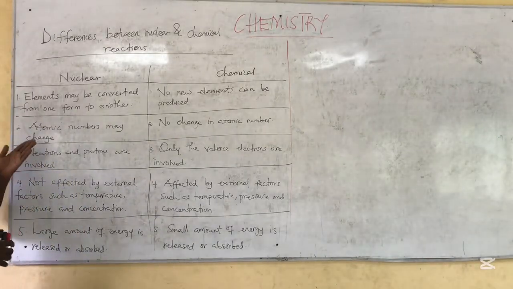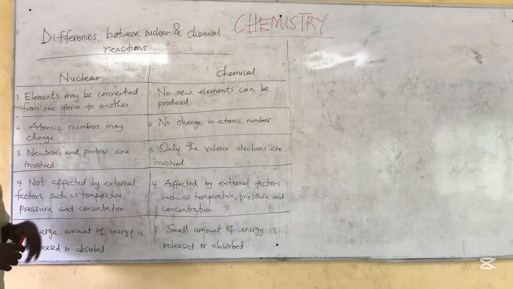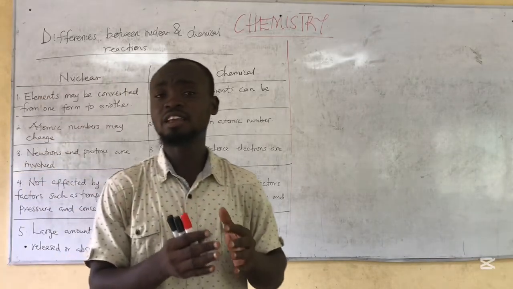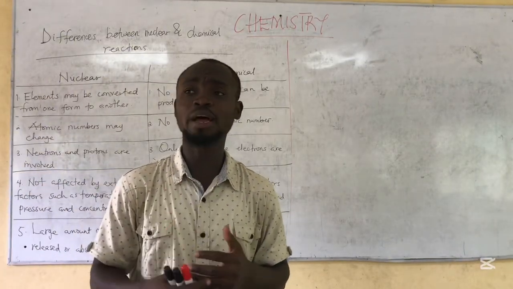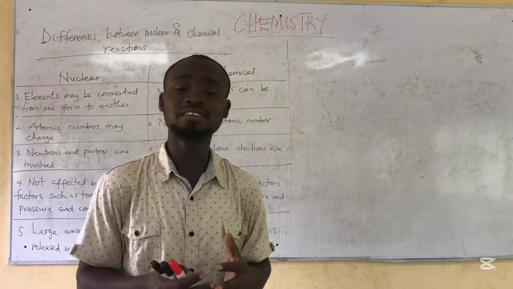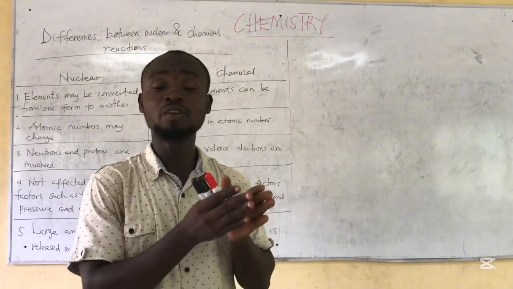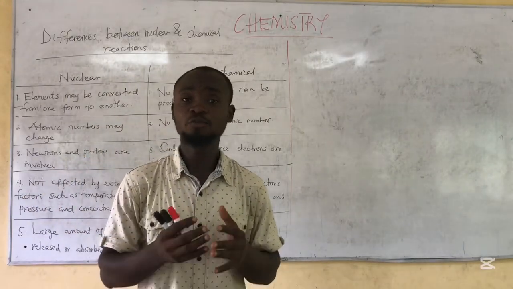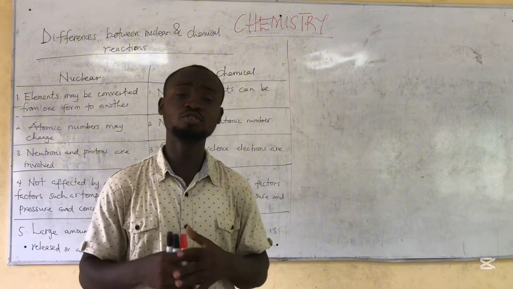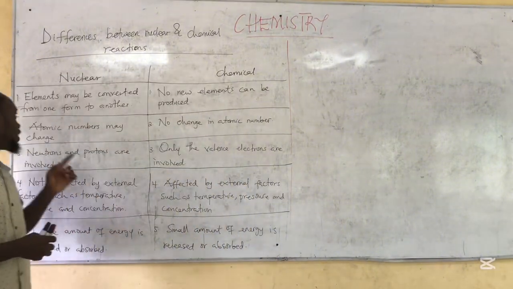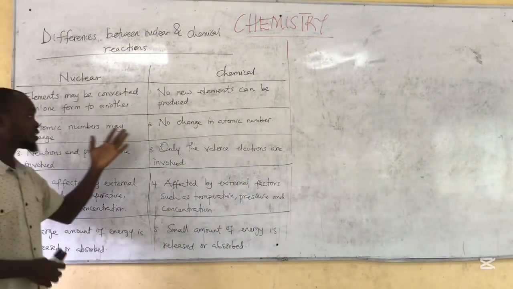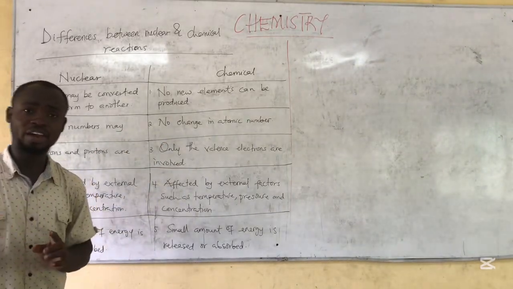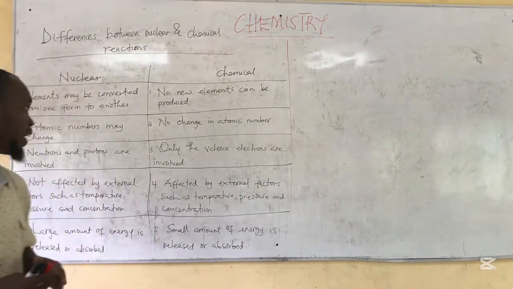Now another difference is that for nuclear reactions, atomic numbers may change. So once an element is decomposed or broken down to form another element, there can be changes regarding its atomic number. And you've seen that in our previous examples that we've gone through. But for chemical reactions, there's no change in atomic number. This is also another difference between nuclear reactions and chemical reactions.